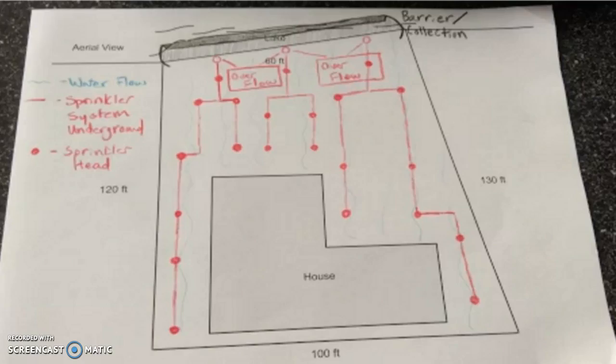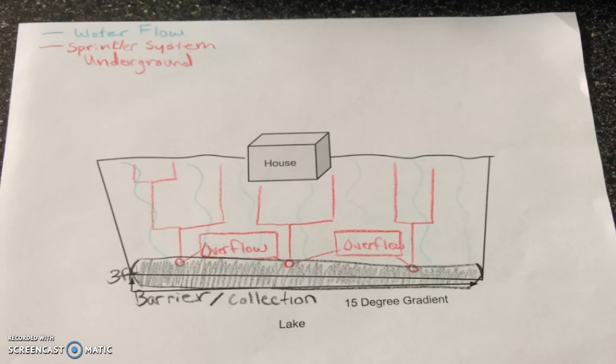And now this is the aerial view. As you can see, there is the barrier stretching across the entire property, and then 2 overflow tanks catching the water, and then the sprinkler system running throughout the whole property. And again, the same picture, but just flipped.